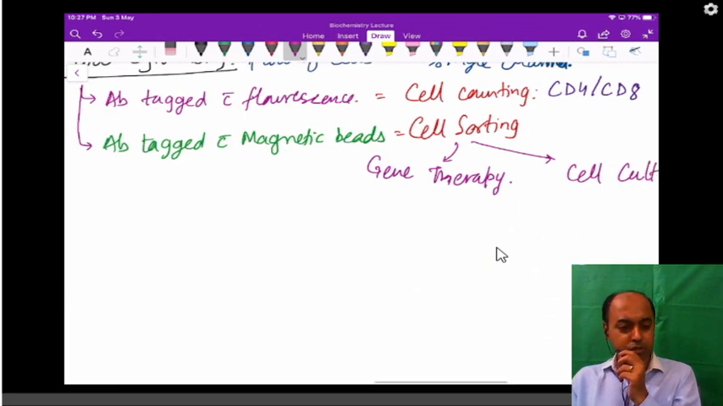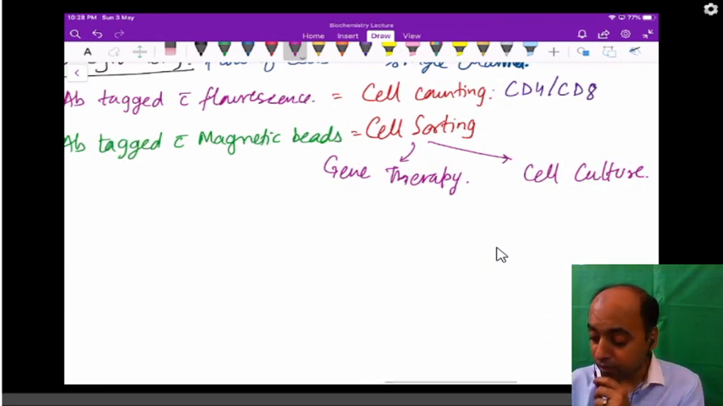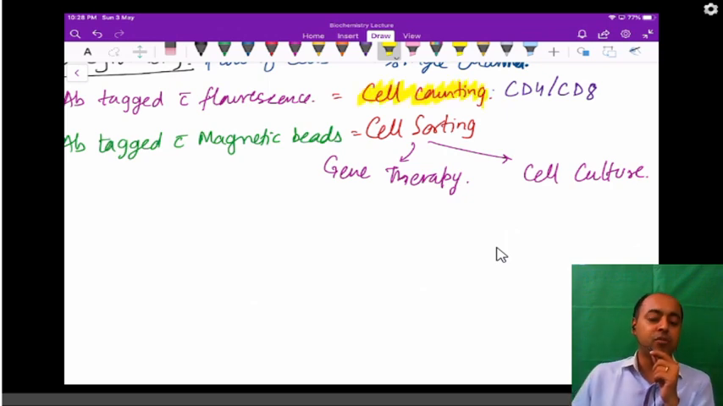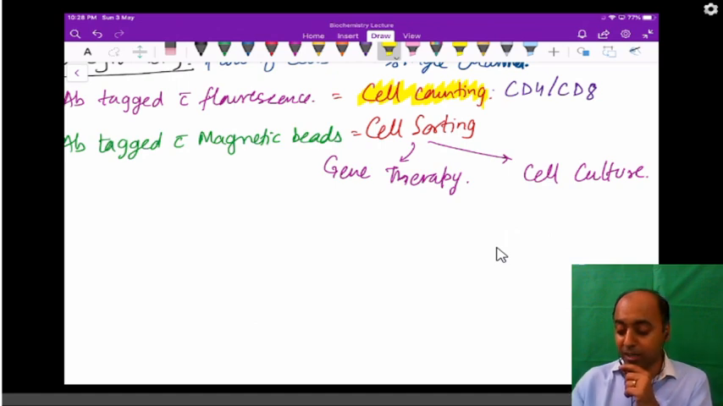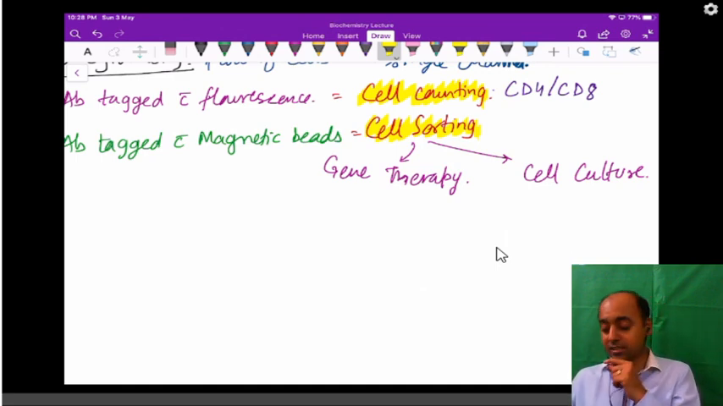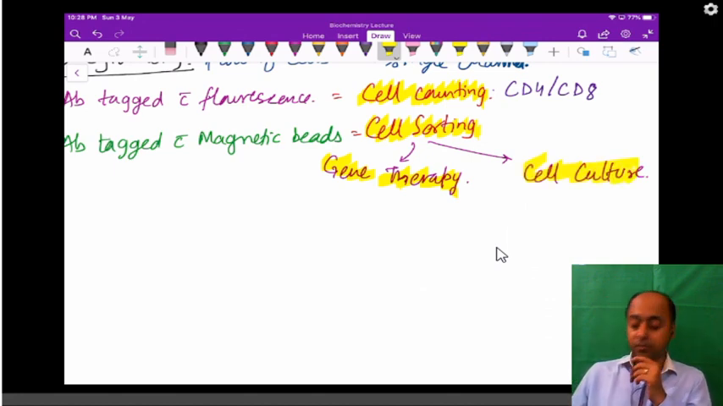The purpose of the two tagging is different. If you tag it with fluorescence, then what we are doing is determining the number and the type of cells. But if you tag it with magnetic beads, we use it for separation of the cells, and this is known as the cell sorting. So we can have the cell counting and cell sorting. Cell sorting can be a precursor for gene therapy or the cell culture.